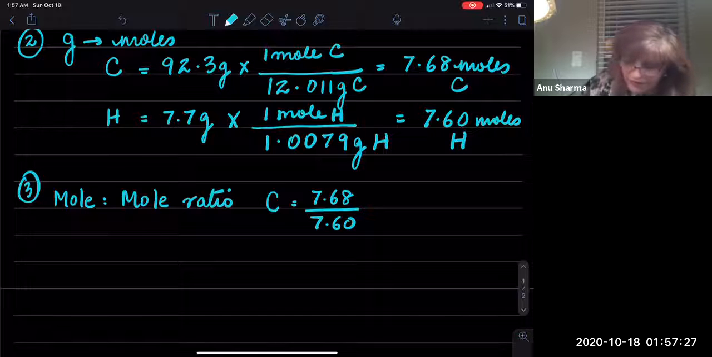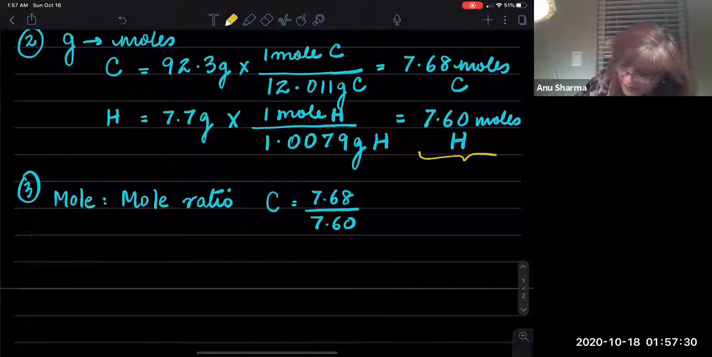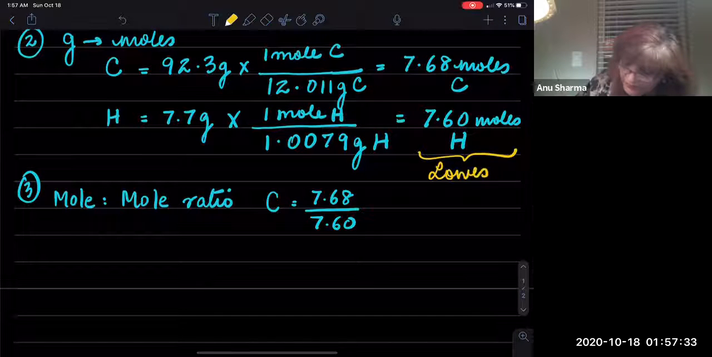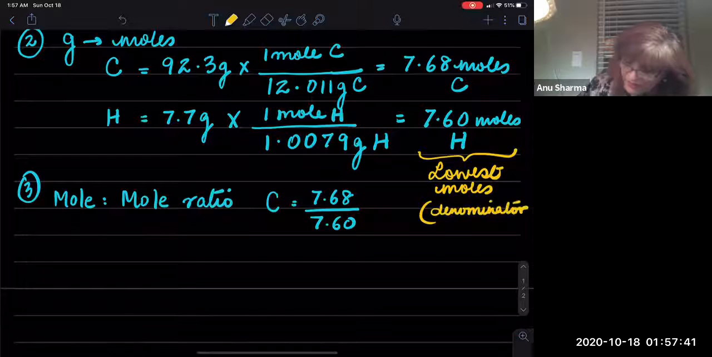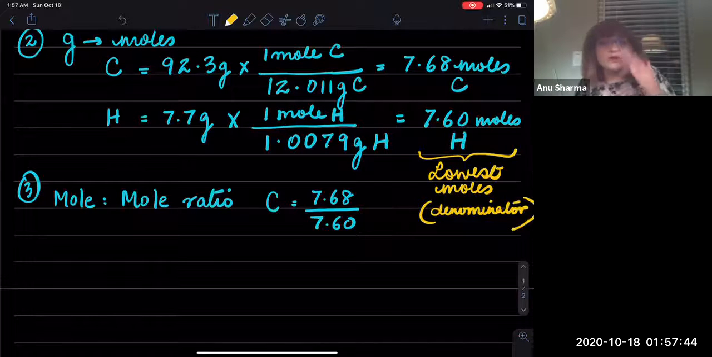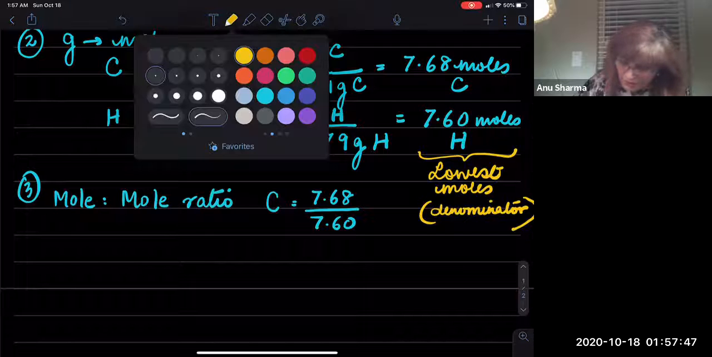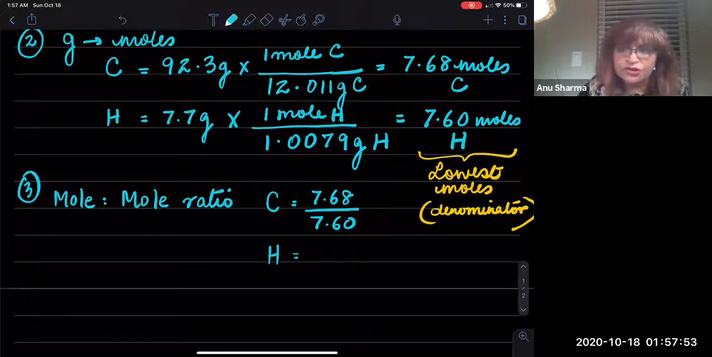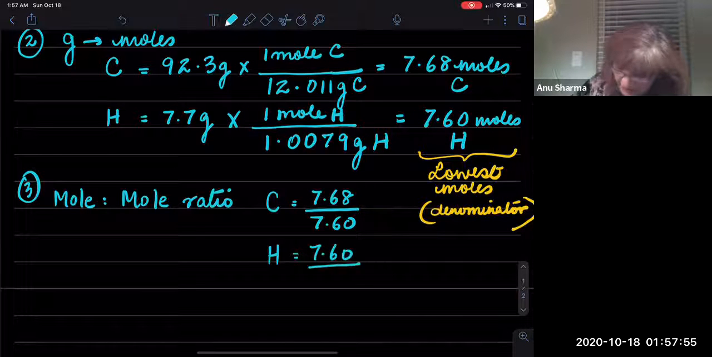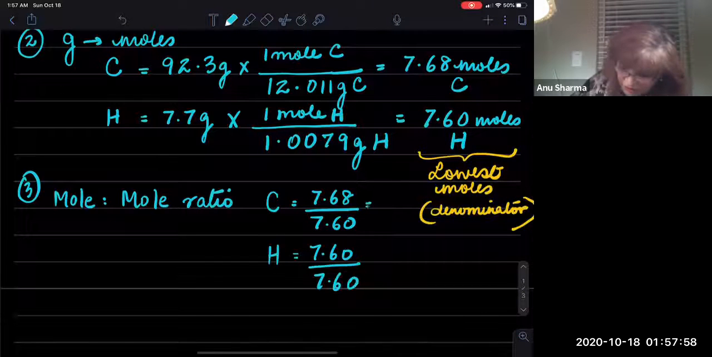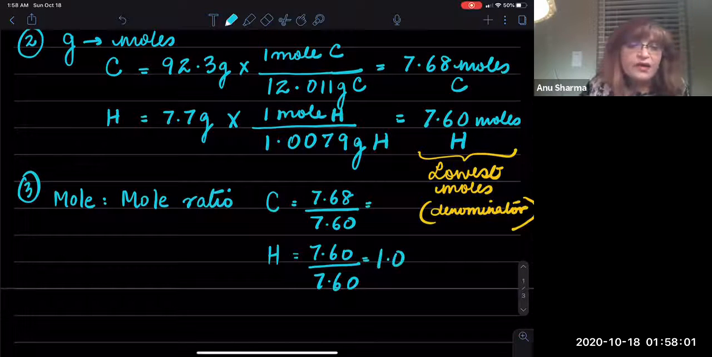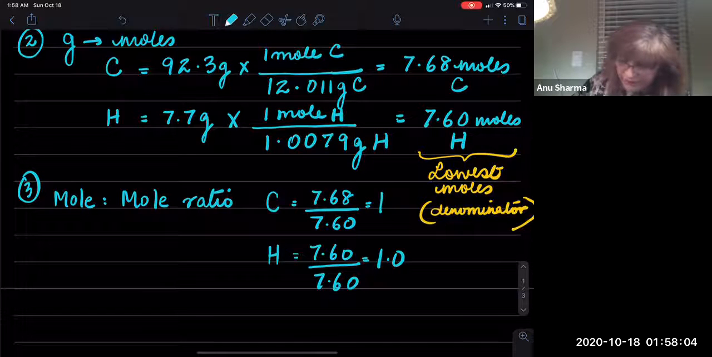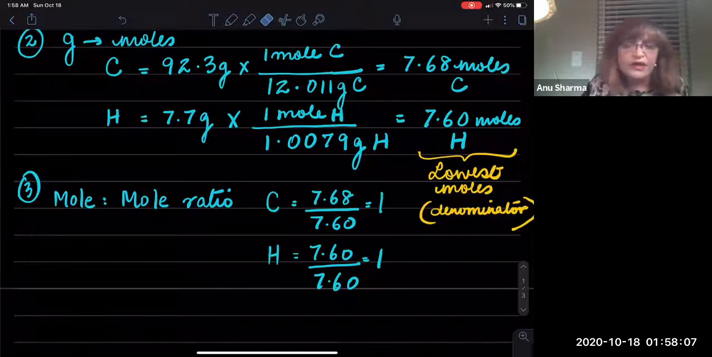That's the lowest moles. We always look at the lowest moles to put in the denominator of the fraction. So this goes in the bottom. Now we have hydrogen and carbon. Hydrogen is 7.60 divided by 7.60, the lowest mole, so this gives you 1.0, and the carbon is also roughly 1. So let's just keep it 1 to 1. Both of them are 1.